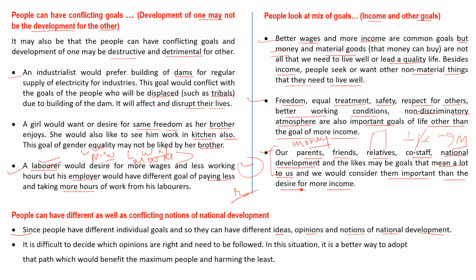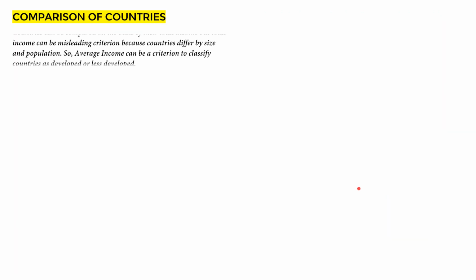Now, how can we compare countries? These goals are related to individual goals. That is, these are individual developmental goals. But when we have to compare countries, how can we do that? So, next topic, comparing of countries. We can take income of the countries as a tool to measure their development, but total income can be a misleading criterion because countries differ by size and population. So what can be the solution?